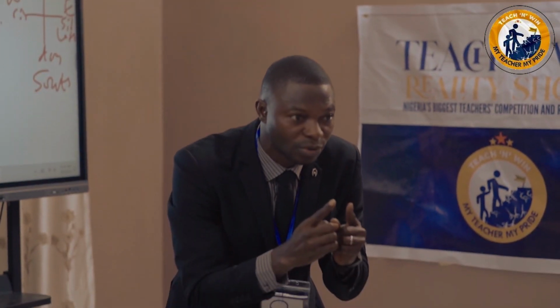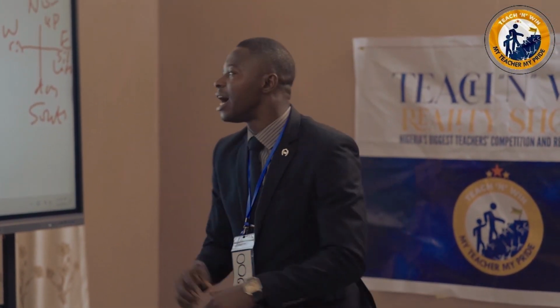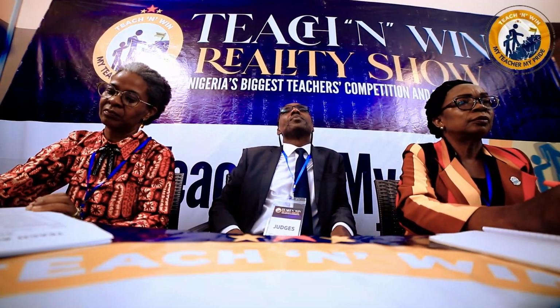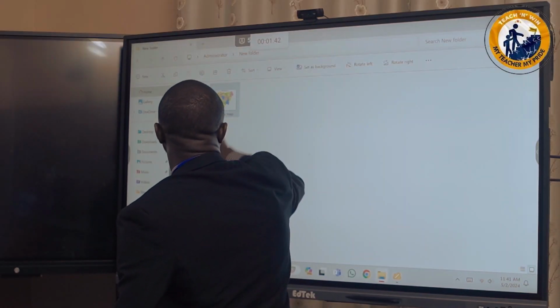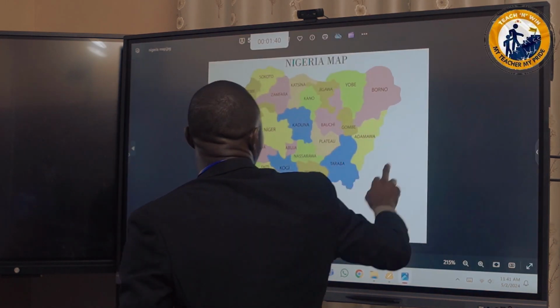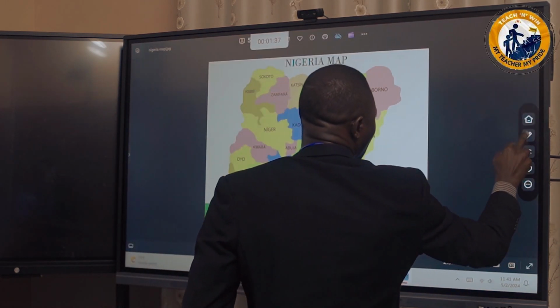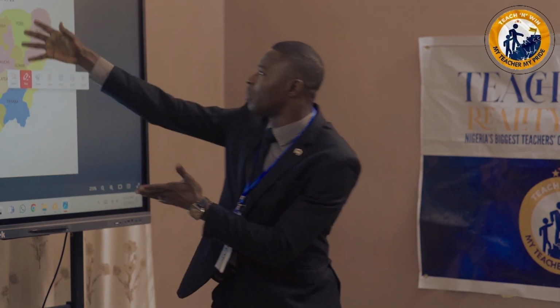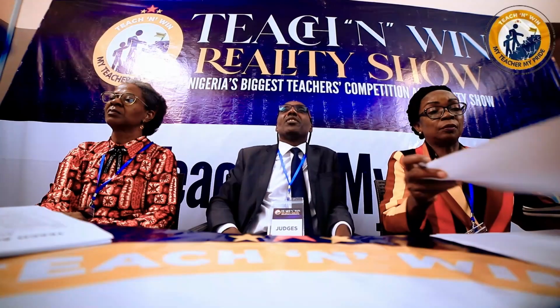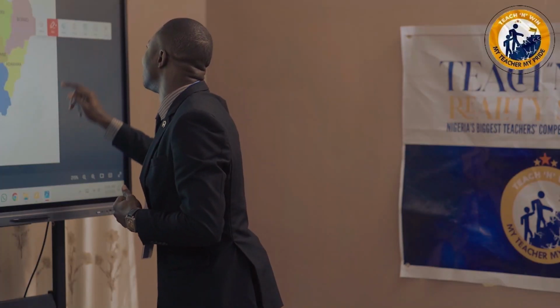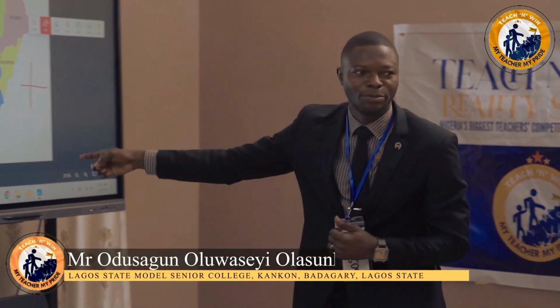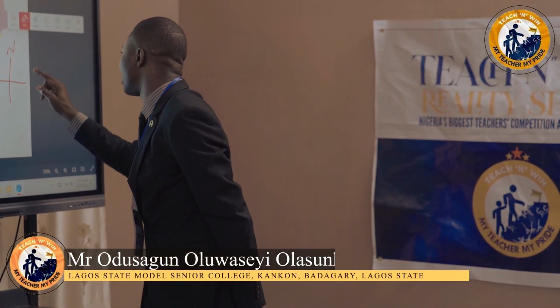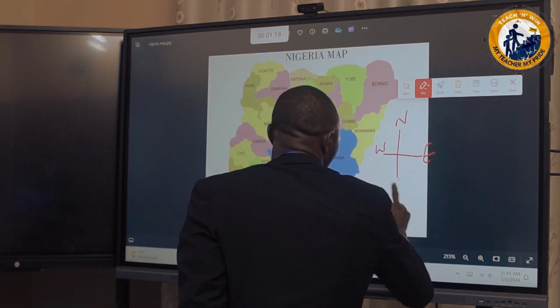Now this will help you so you won't get lost. Now I want us to do a simple game. Now let's go. Now look at this. Beautiful. What is this actually? Musa? Map of Nigeria. Now, I have my cardinal points: I have my north, I have my east, I have my west, I have my south.